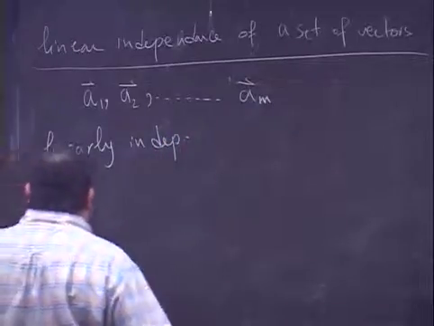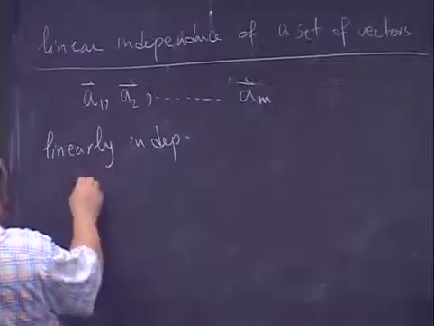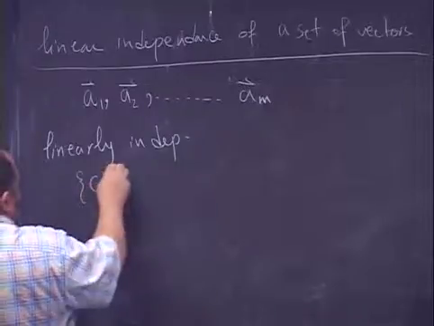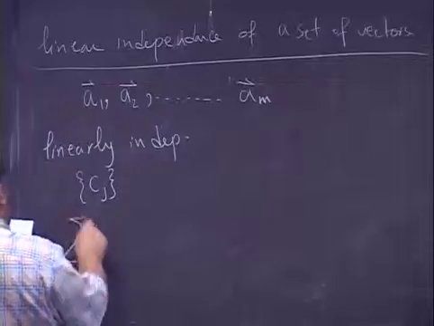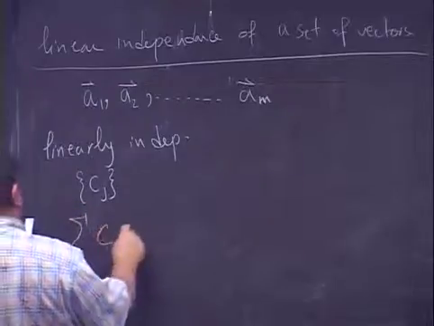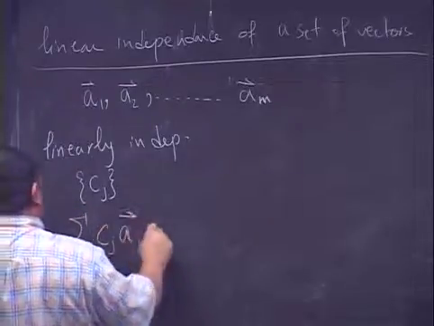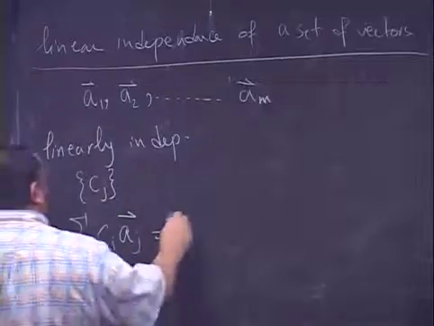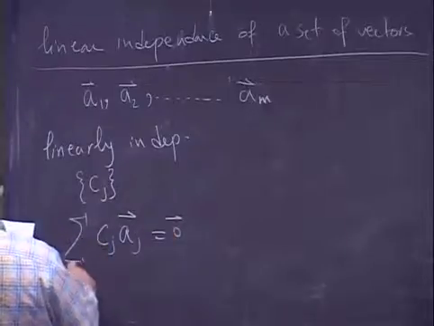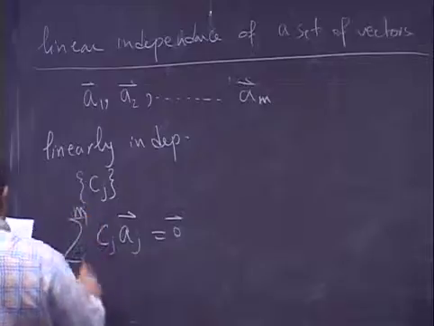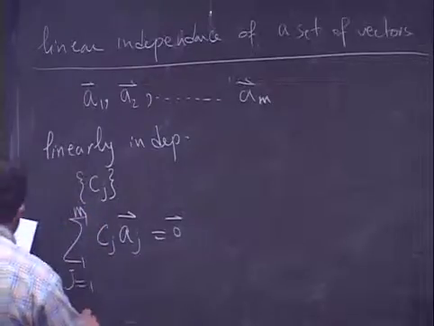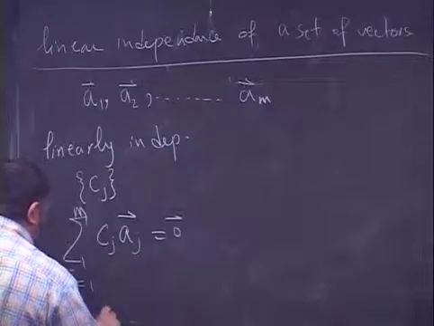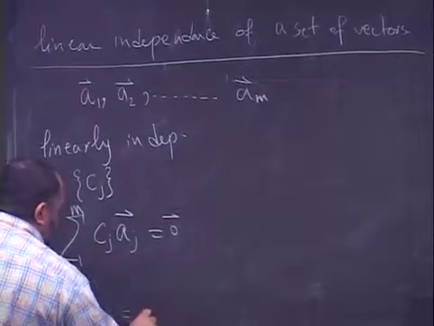if and only if the set of the coefficients Cj such that the summation of Cj Aj is equal to the null operator here from j equal to 1 up to m. This will hold if and only if the Cj's are all equal to 0.